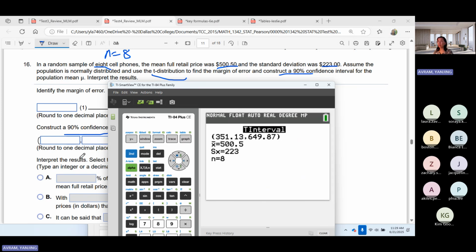So I round to just 1 decimal point, right? So that's 351.1, and then 649.9. You have to round up, right? So that is your interval.